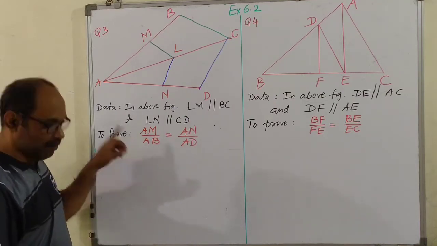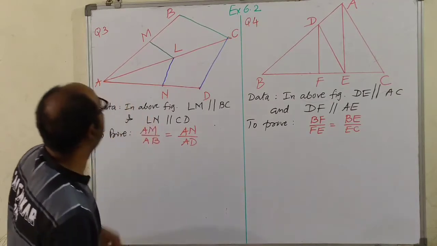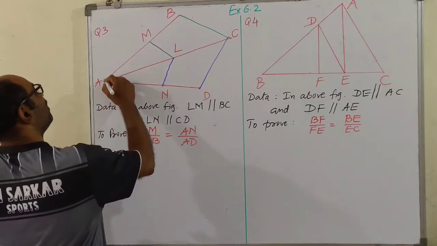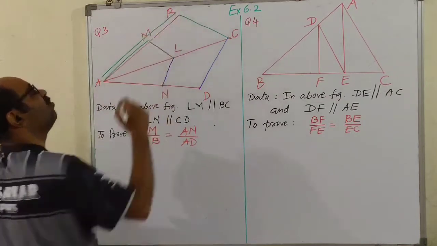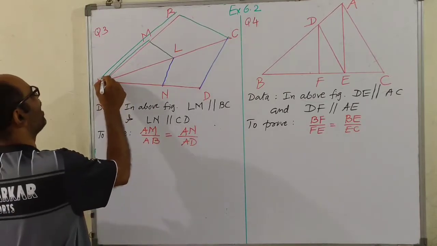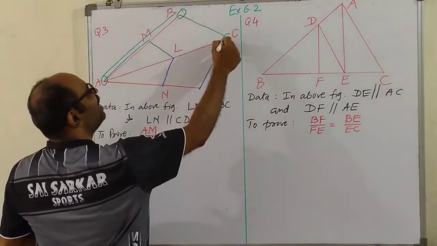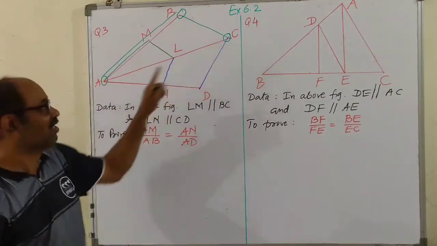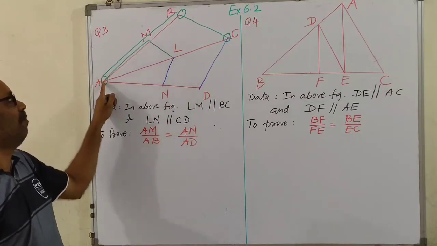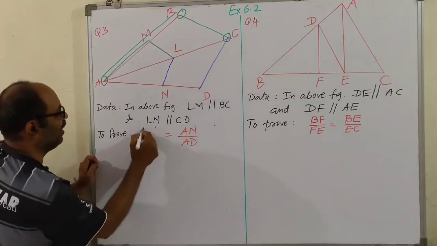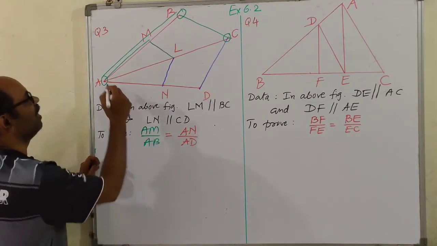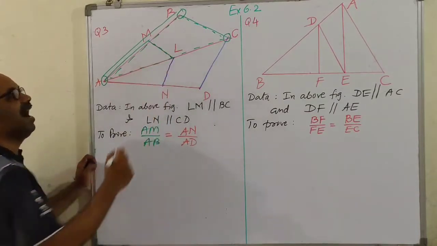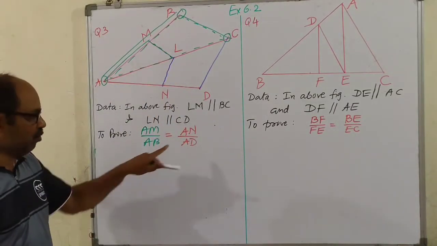Let's watch AM upon AB. You can take this triangle ABC, because you got LM parallel to BC. So you can get the ratio AM upon AB. Let me write this in green. You will get it from the green triangle. You will get that ratio, but you won't get this.